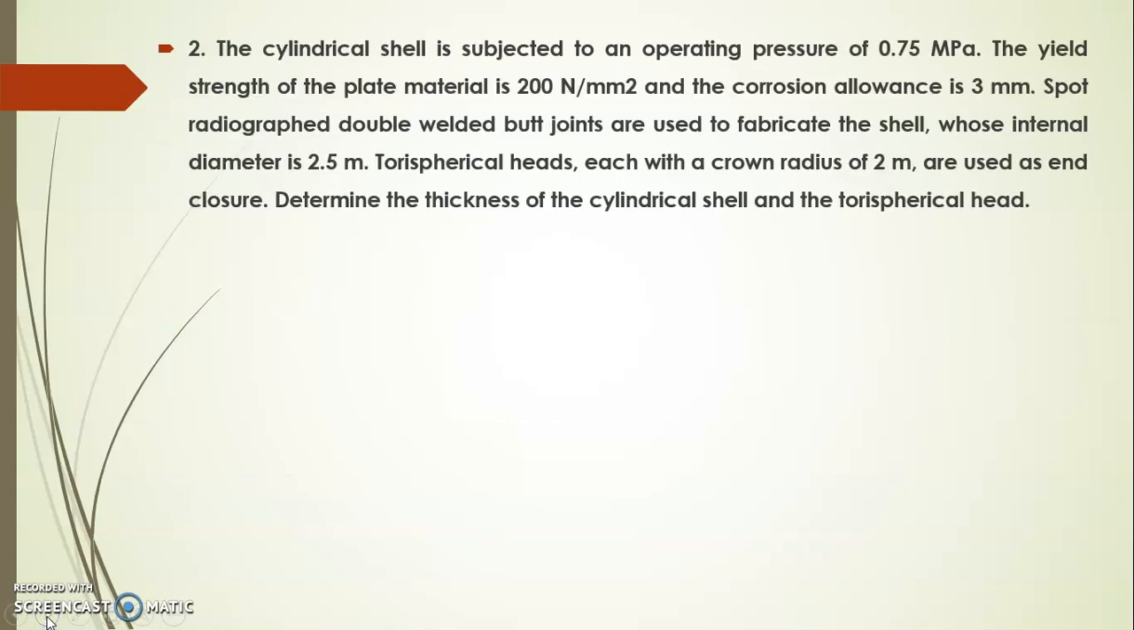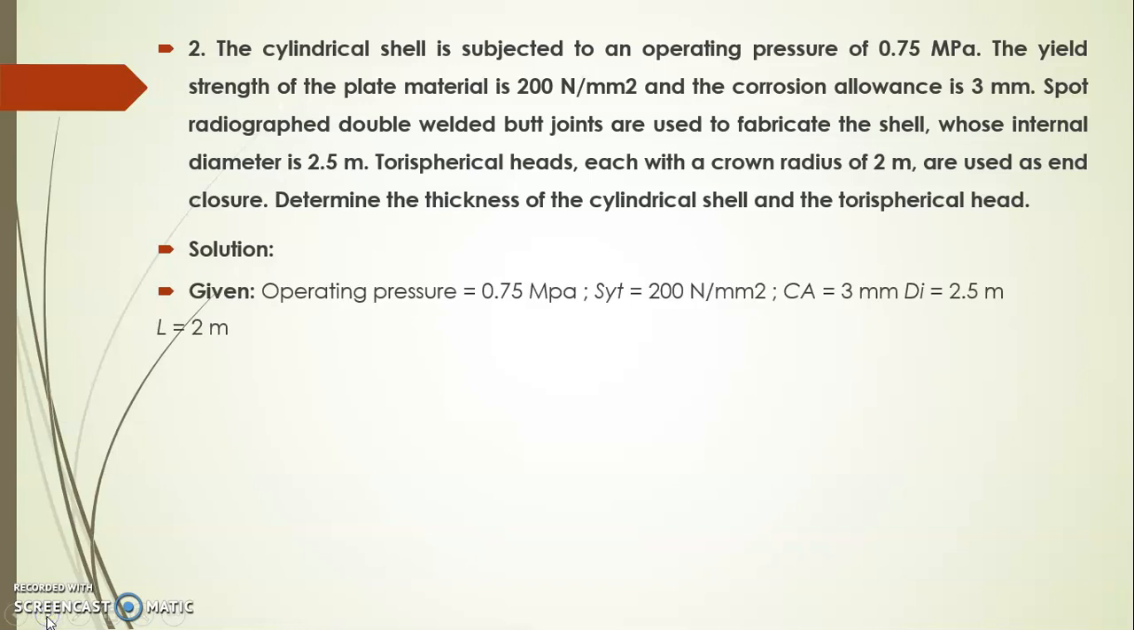The cylindrical shell is subjected to an operating pressure of 0.75 megapascal. The yield strength of the plate material is 200 Newton per mm square and the corrosion allowance is 3 mm. Spot radiographed double welded butt joints are used to fabricate the shell, whose internal diameter is 2.5 meter. Torispherical heads, each with a crown radius of 2 meter, are used as end closure. Determine the thickness of the cylindrical shell and the torispherical head. We will see the solution.